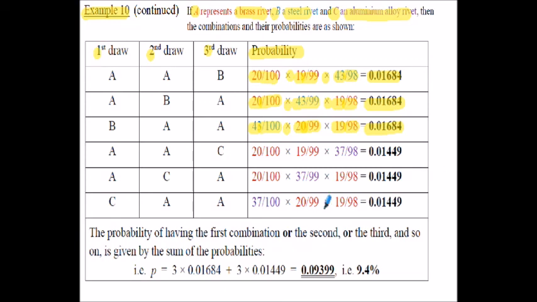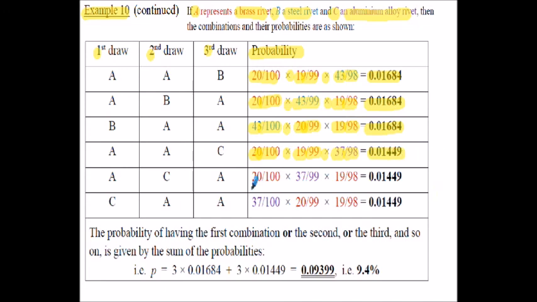Now we're going to look at drawing a brass and the aluminium alloy rivet. So drawing a brass, first of all, it's 20 upon 100, and that's multiplied by second draw of 19 upon 99 for our second brass, and then the one aluminium alloy rivet, there's 37 of those, so it's 37 upon 98. That gives a probability of 0.01449.